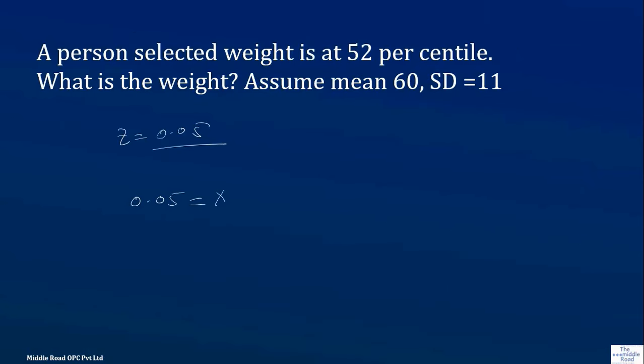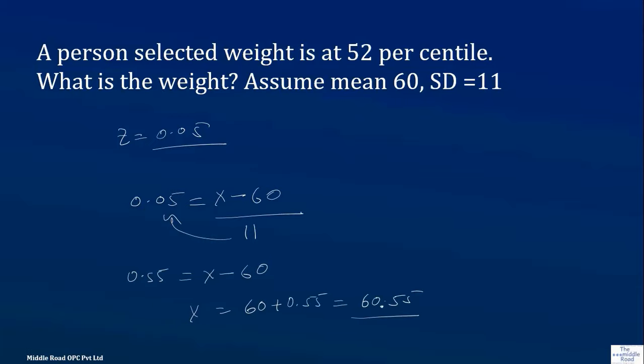The value of X. Now I know the mean is 60 and the standard deviation is 11. So 60.5, equal to 60 by 5 kg.